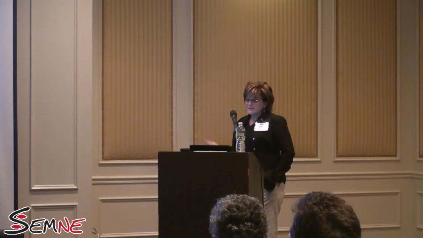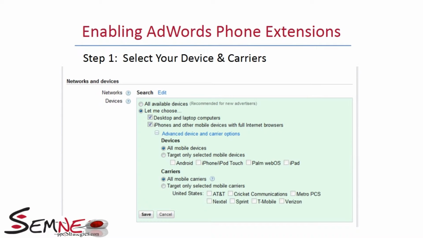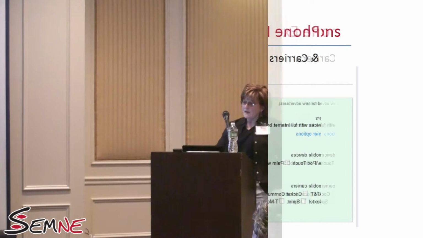So what you're going to do in extensions is select your devices and carriers. It should be defaulted to all devices, but definitely check. Make sure you've got whatever devices you want to target. You can just say all mobile devices. Or if you were selling something specifically, for an Android app, you could just click Android, or just click iPhone or iPod. And if you have a preference on carriers, you can make your selection there. So it's just a very quick setup.